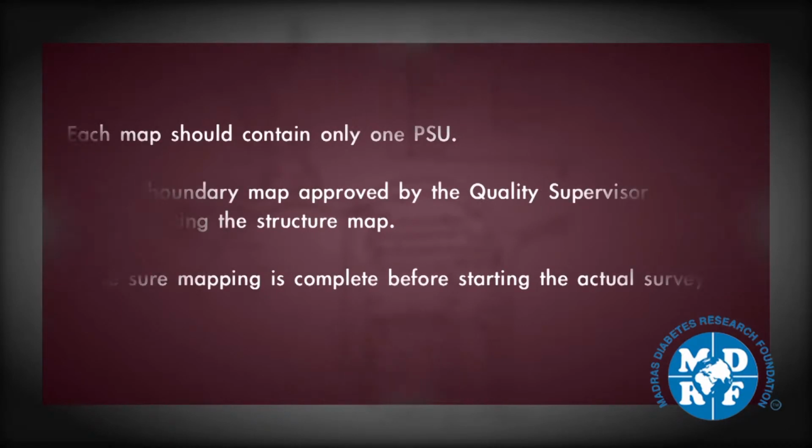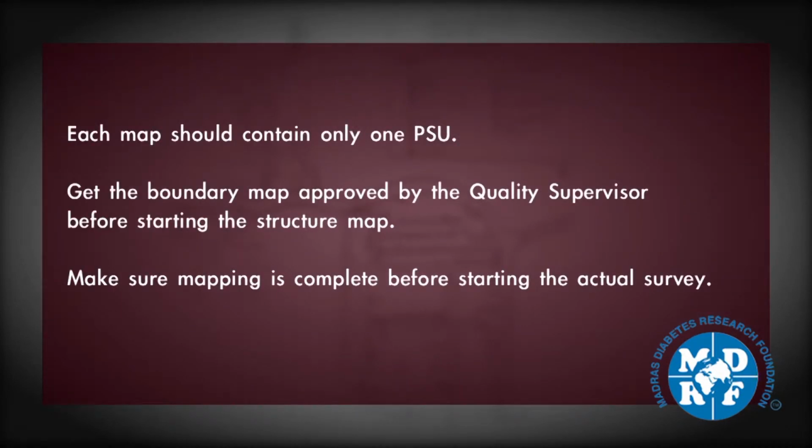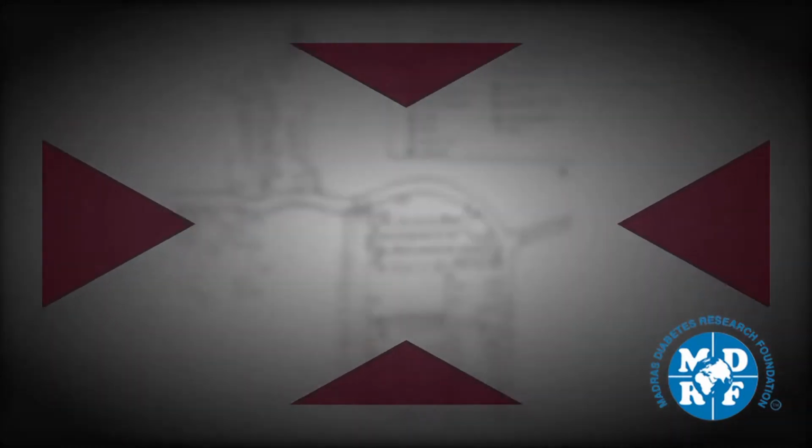Each map should contain only one PSU. Get the boundary map approved by the quality supervisor before starting the structure map. Make sure mapping is complete before starting the actual survey. This is an example of a boundary map.